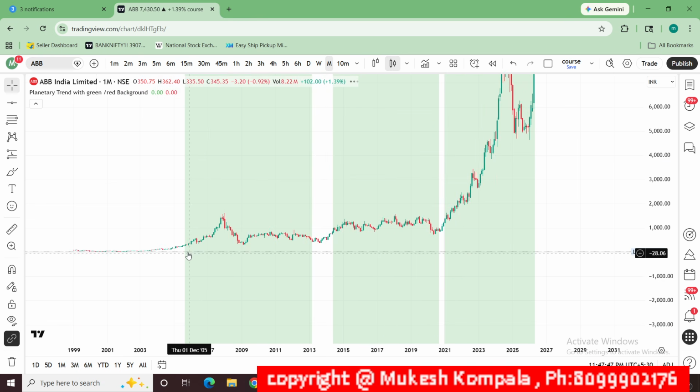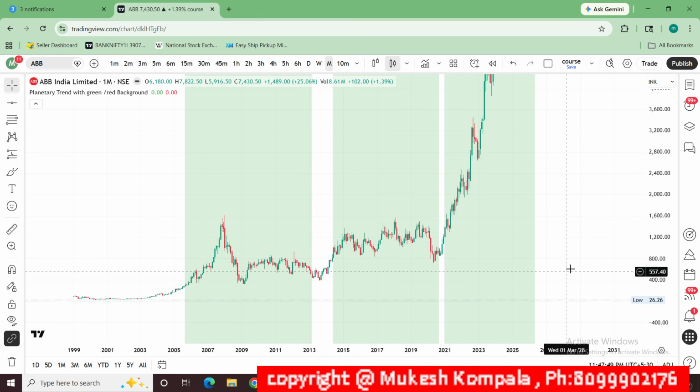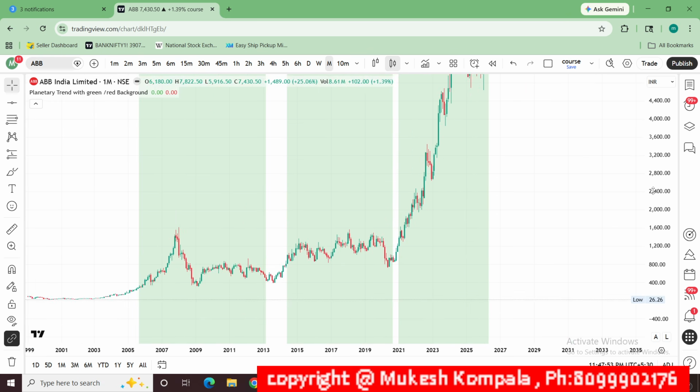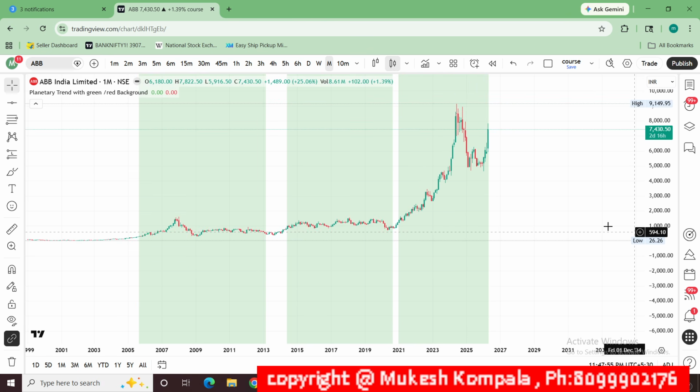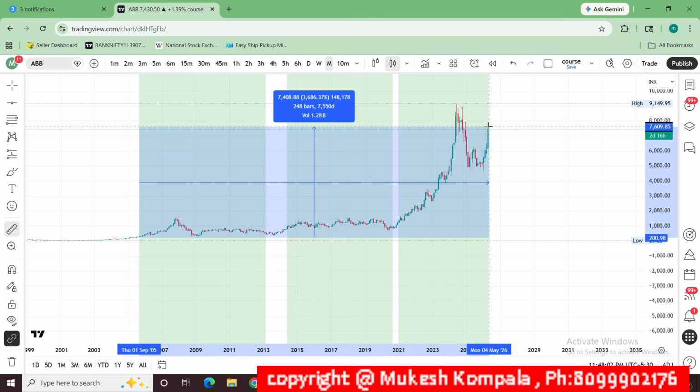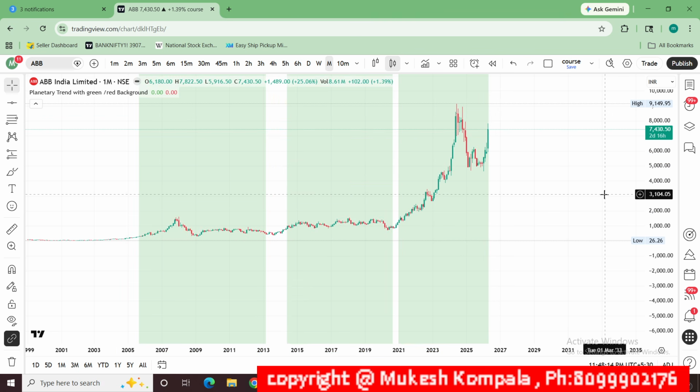It's also doing wonderfully. Now you can check the percentage. 3686% in 20 years. Yes, it is still in the green zone, so there is more chance to go up.